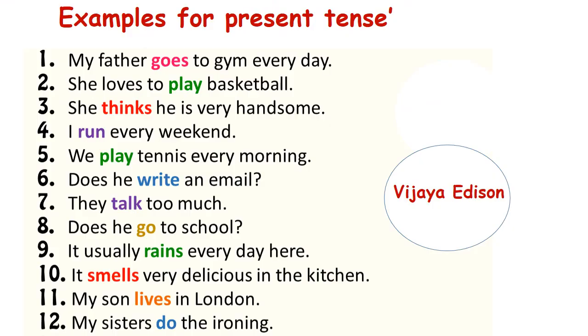Let's read the examples given in present tense. My father goes to gym every day. She loves to play basketball. She thinks he is very handsome. I run every weekend. We play tennis every morning. Does he write an email? They talk too much. Does he go to school? It usually rains every day here. It smells very delicious in the kitchen. My son lives in London. My sisters do the ironing.